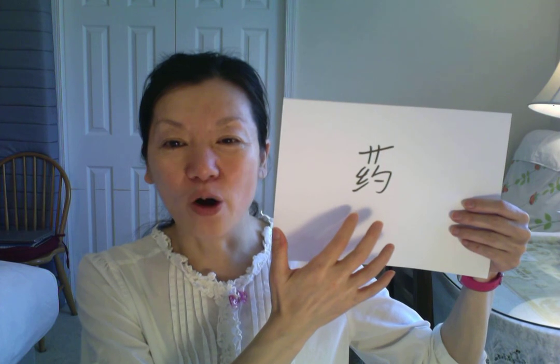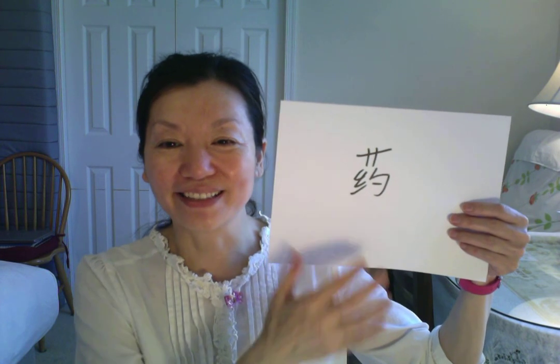Let me see next one here. 药, one more time. 药, medicine. Next one, we say what? Pronounce. 片, measure word for tablet or slice.